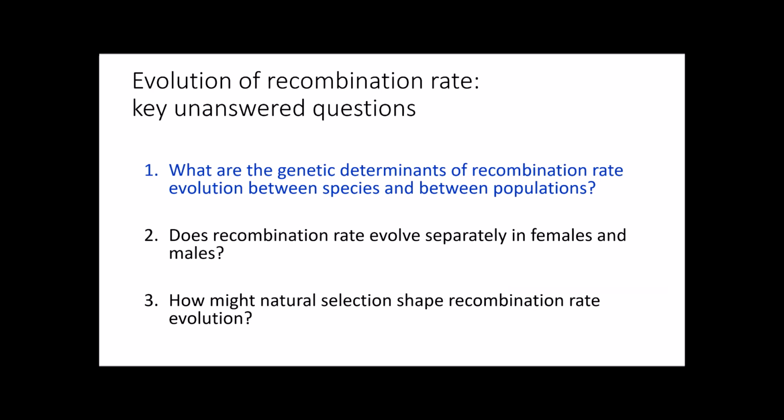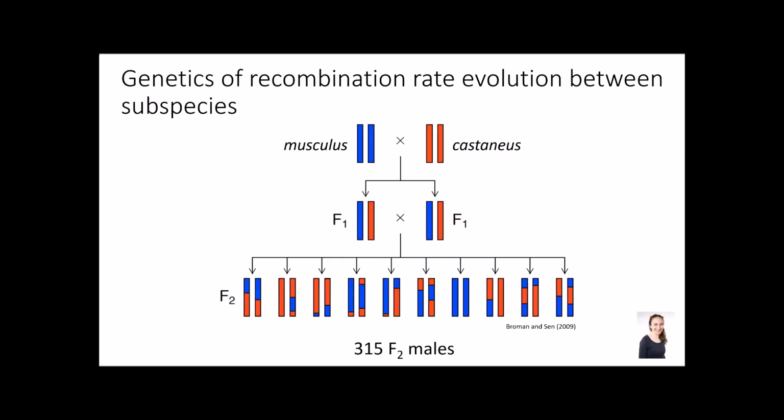Okay, so now we're in a position to address this first question, which is going to be a big chunk of my talk today. Because we can measure recombination rates across the genome, counting the number of crossovers that happen in each individual, we can use standard genetic mapping to look for regions of the genome associated with recombination rate. And Beth Dumont did this several years ago.